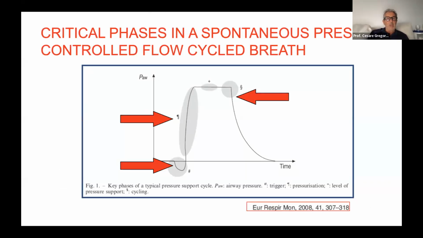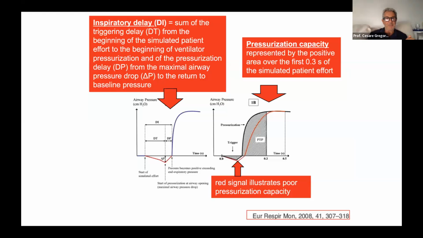So now we are going to analyze the critical phasing in a spontaneous, pressure-controlled, flow-cycled breath, the well-known pressure support breath. We have three critical phases: the beginning, the pressurization, and the cycle. In order to understand this, we have to explain what inspiration delay is. Inspiration delay is the sum of the trigger delay, from the beginning of the simulated patient effort to the beginning of ventilator pressurization.